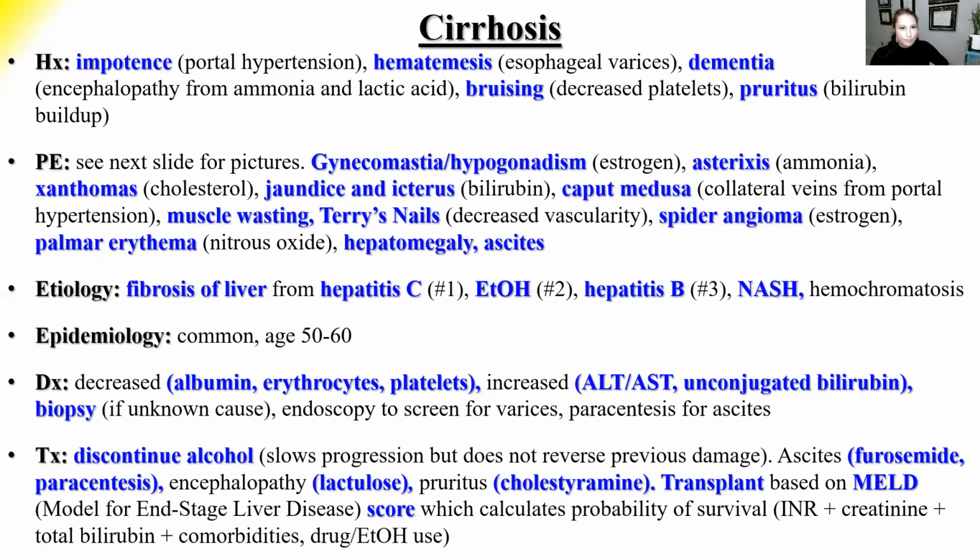The transplant probability is dependent on their MELD score, Model for End-Stage Liver Disease. This calculates the probability of survival if they are going to be on that transplant list. So what's their INR? What's their creatinine? What's their total bilirubin? What are their comorbidities? And do they have drug and alcohol use? They want to make sure that you are the best candidate to get that transplant before they spend that transplant on you while you're still drinking.